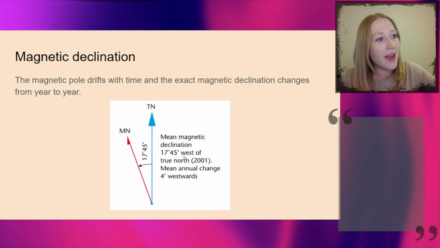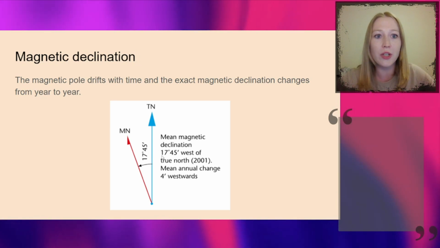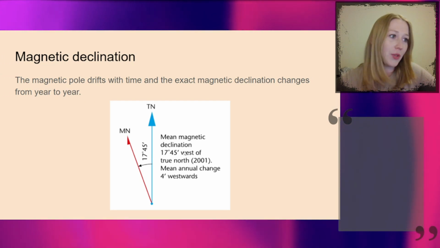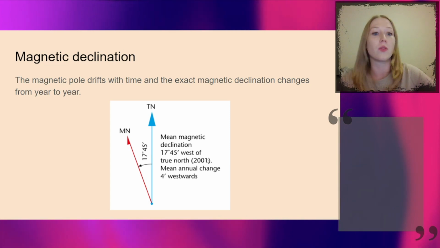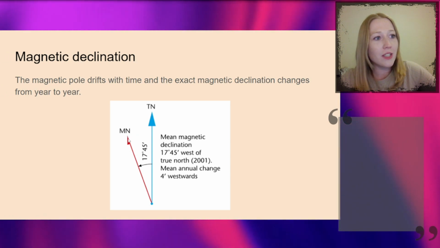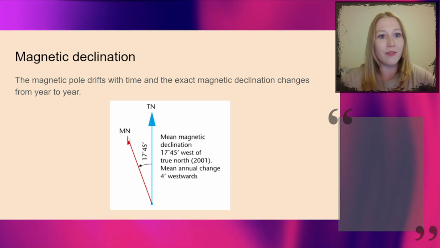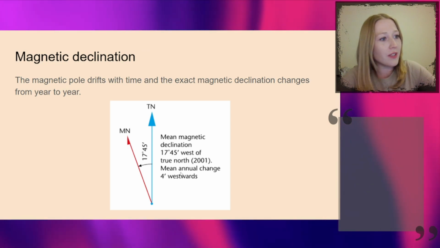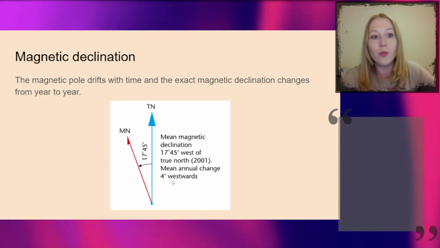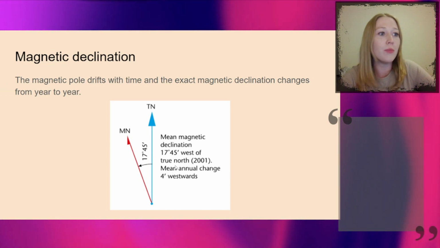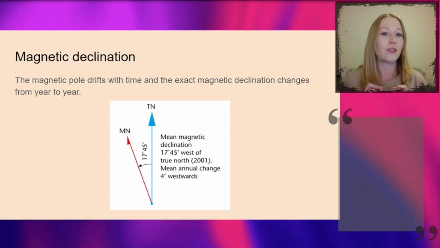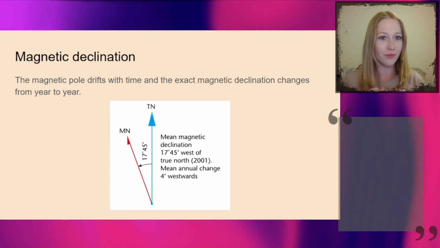And you will see it has a magnetic declination usually already, which is fantastic, except this is outdated. You can see that this was printed in 2001. It's now 2024. And this magnetic north moves a little bit every year. But they tell you over here that the annual change is 4 minutes west. So what that means is that it moves a little bit more west every year.